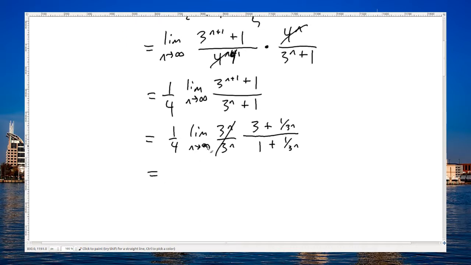And now I'm going to take this limit as n goes to infinity, and I get this goes to 0 and that goes to 0 because it's 1 over infinity form. So I'm left with 3 over 1. So 1/4 times 3 over 1, that's 3/4.